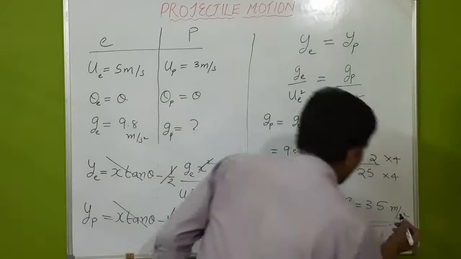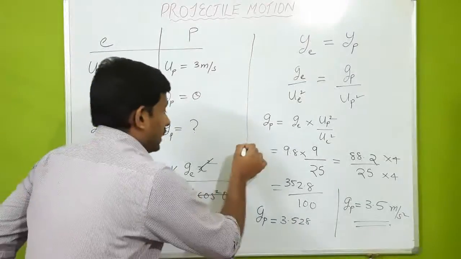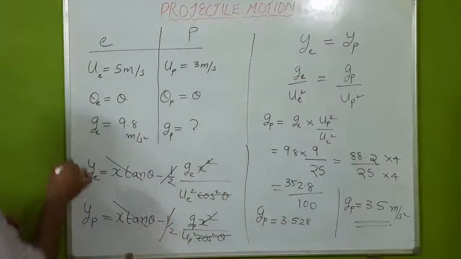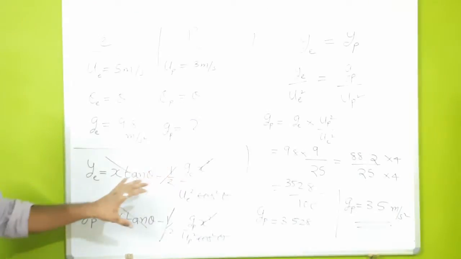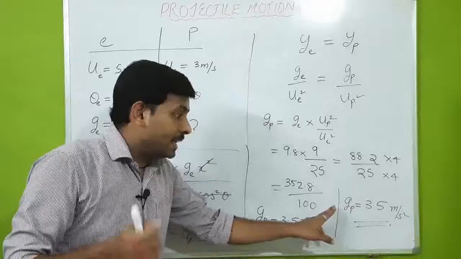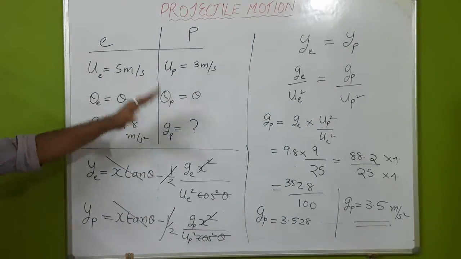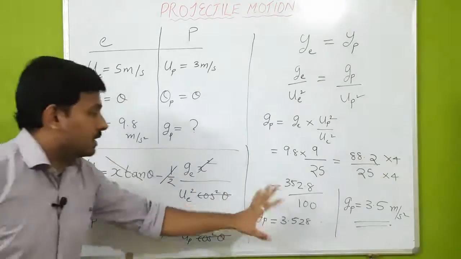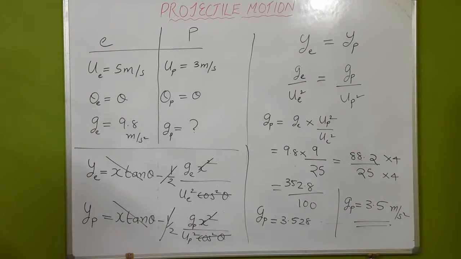So this will be the answer. The gp will be 3.5 meter per second square. So we used the equation of the trajectory and found the value of gp, that is the acceleration due to gravity on the other planet. So this is what we have done, and we get the answer for gp. So please take it down, and let's move to the next question.